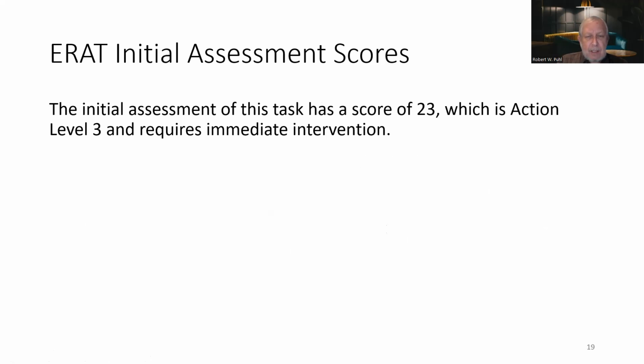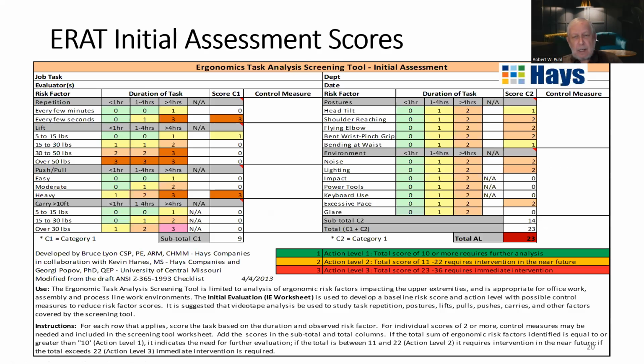The initial assessment of this task has a score of 23, which is action level 3 and requires immediate intervention. So that's the completed form. Like we talked about, here are the scores that we talked about, the 3 up here. And they got 9 points over here and over here, head tilt, shoulder reaching, flying elbow, all the stuff here.